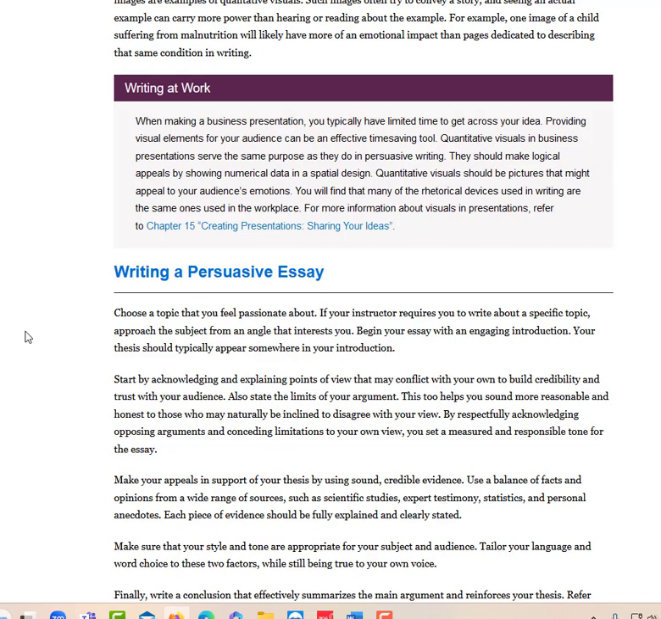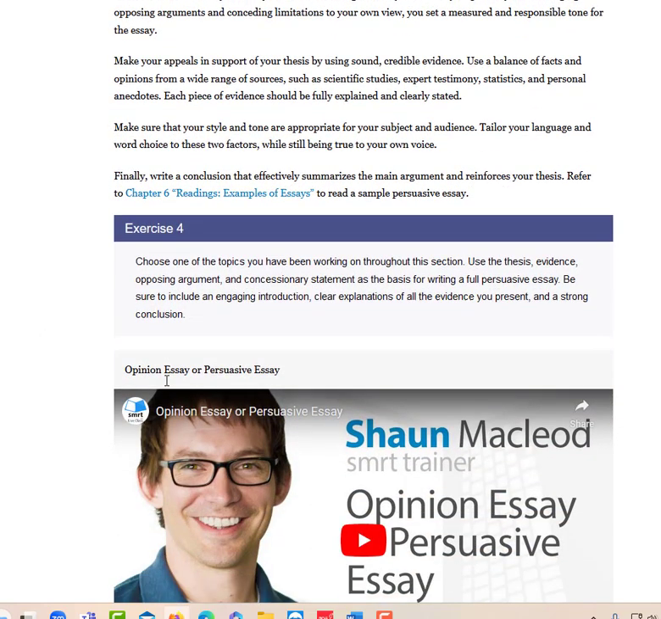Choosing a persuasive essay. Choose a topic that you are passionate about. Start by acknowledging and explaining points of view that may conflict with your own to build credibility and trust with your audience. Make your appeals in support of your thesis by using sound, credible evidence. Make sure that your style and tone are appropriate for your subject and audience. Finally, write a conclusion that effectively summarizes the main argument and reinforces your thesis.